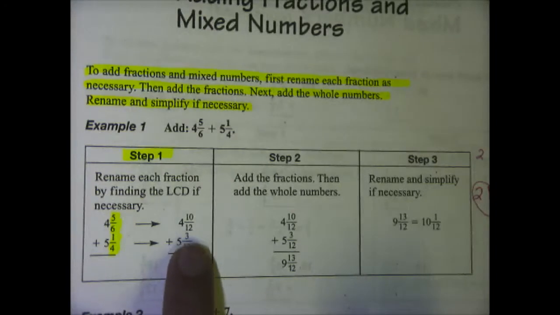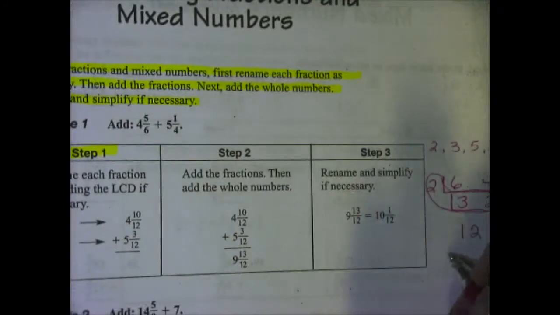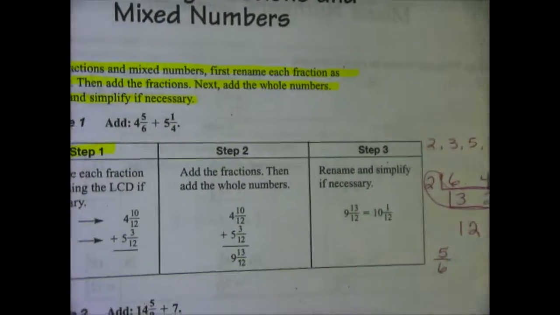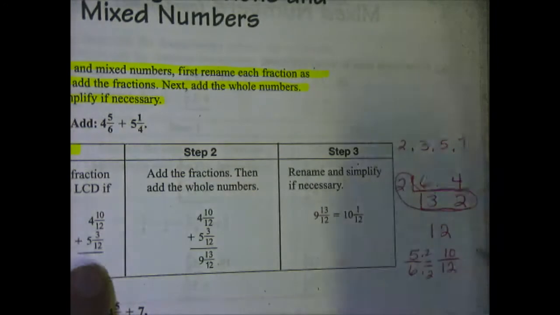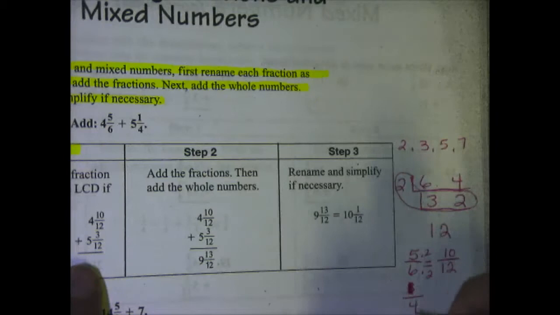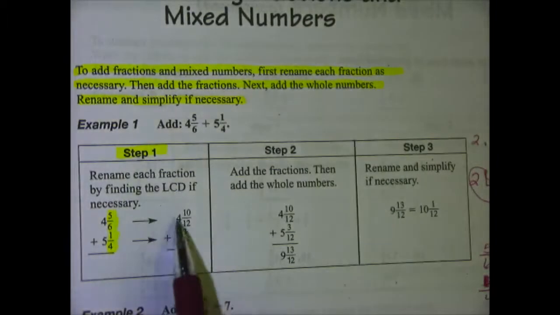Once we have the least common denominator, we're going to rename the fractions with that common denominator. So again, just like we did last time, and I'm going to do this once with you, that'll be the last time I go through it, we know 6 times 2 is 12, so 5 times 2 is 10, and that's what they have here. And for 1/4, we're going to take 4 times 3 is 12, and 1 times 3 is 3, so we get 3/12. The whole number stays the same, so 4 and 10/12, 5 and 3/12.